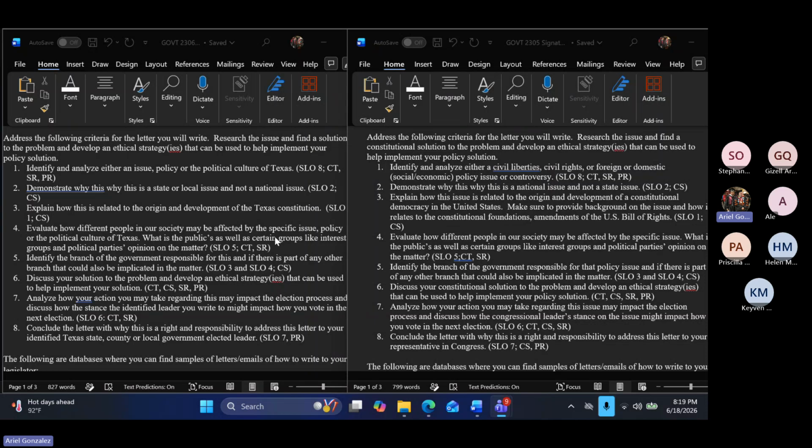Number four: evaluate how different people in our society may be affected by the specific issue, policy, or political culture of Texas. What is the public's opinion, as well as the opinion of certain groups like interest groups and political parties, on the matter? And then over here for number four, evaluate how different people are.